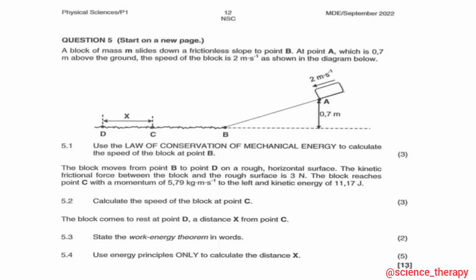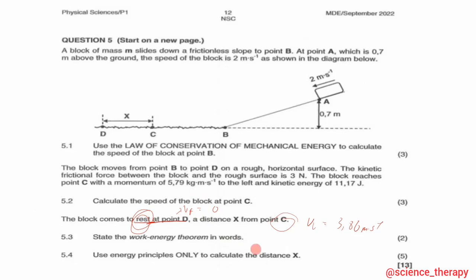Now 5.4 says use energy principles only to calculate the distance x. But what did they say here? They say the block comes to rest at point D at distance x from point C. So remember, we have already calculated the velocity at point C, which was 3.86 meters per second. Now we are told that at D it comes to a stop. So what is the velocity there at D? That means it's 0, right? It comes to rest. Rest means it comes to a stop.